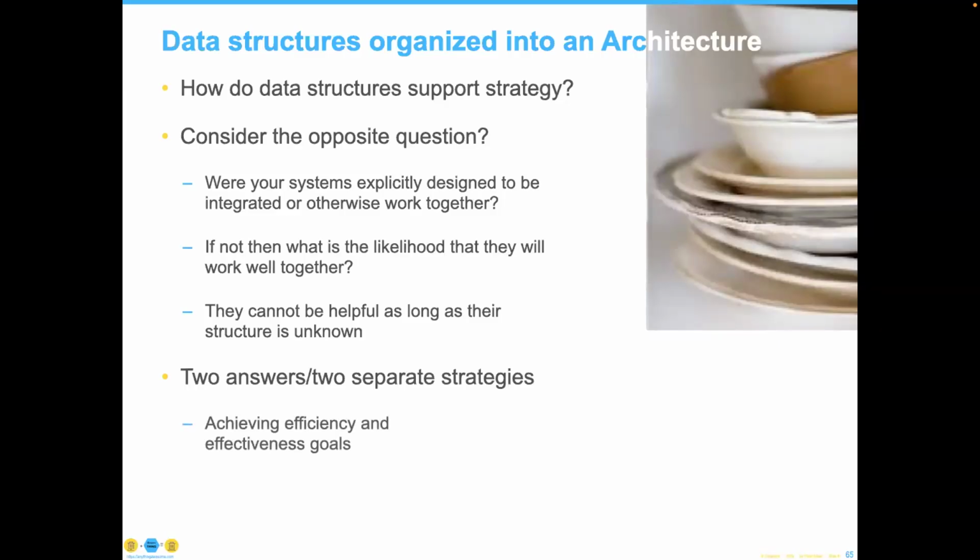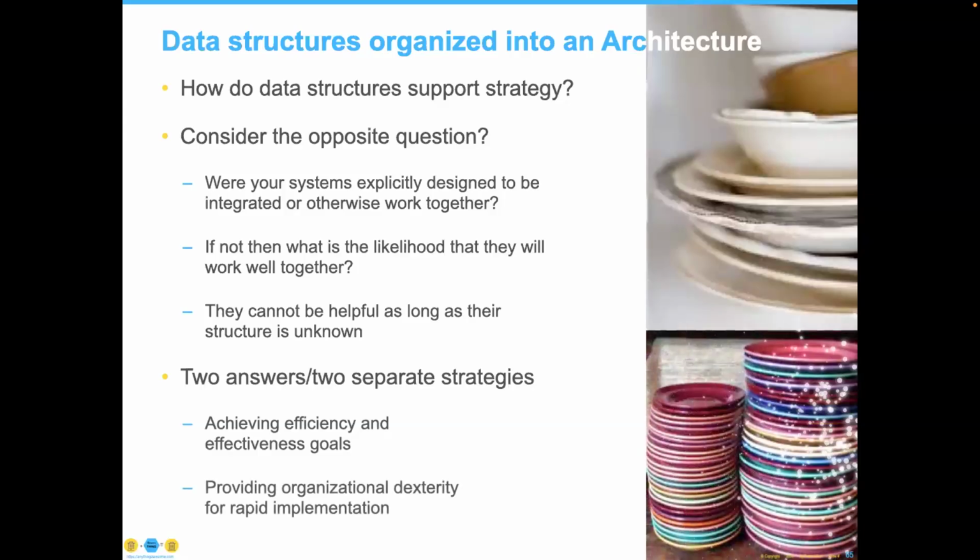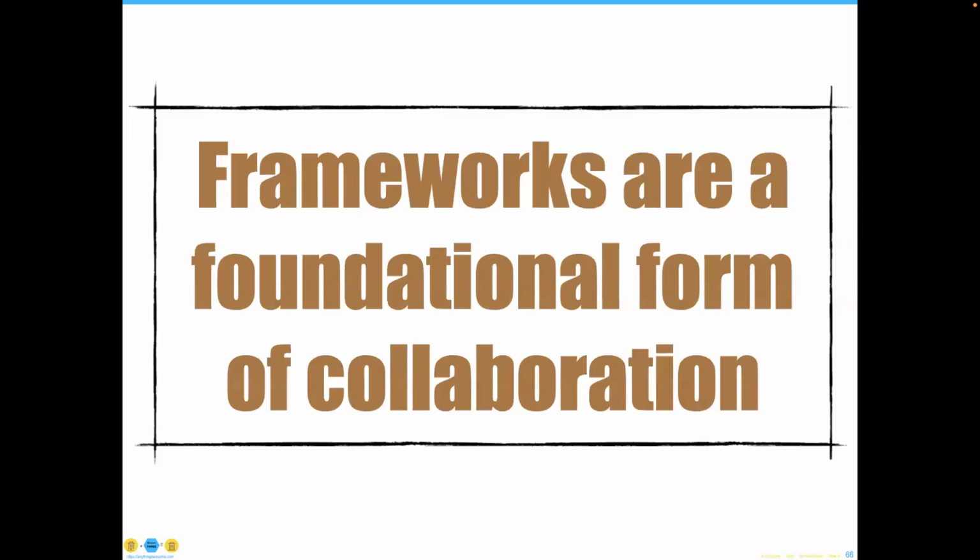There's two answers and two separate strategies. One is achieving effectiveness goals. The other is looking at dexterity. Again, if the plates up on the top half of that picture are required because you have a different bowl to serve your peach cobbler than you do to serve your apple pie, that's going to be more expensive to fix when you have an error than if everybody uses the same plate and we just grab the next plate off the stash.